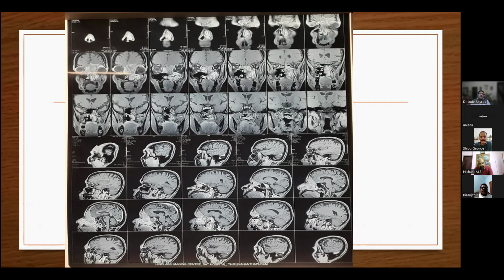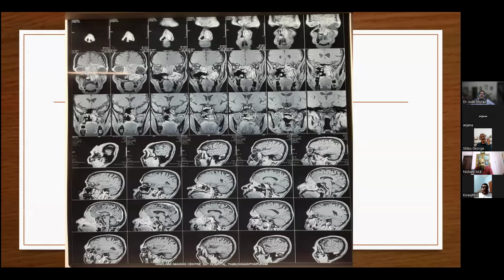What about dura? Sir, dura was intact. There was a hyperintensity of the dura. Dura had an enhancement. Okay. Yes, sir, dural enhancement was present. It had a mass effect on the anterior cranial fossa, but dura was not breached. Okay.